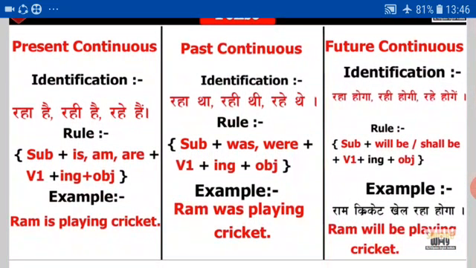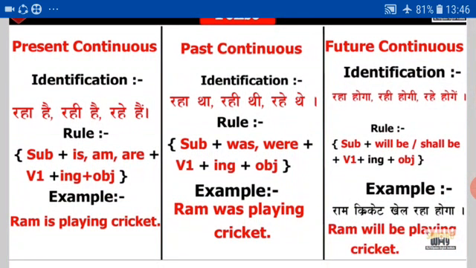Ram is playing cricket. For negative we have to use not with is. So it will become Ram is not playing cricket. And when we are using an interrogative sentence, then we will use is, am or are in the beginning of the sentence. Same in the past continuous, its identification is रहा था, रही थी, रहे थे. For the rule: subject plus was or were plus first form of verb plus ing plus object.